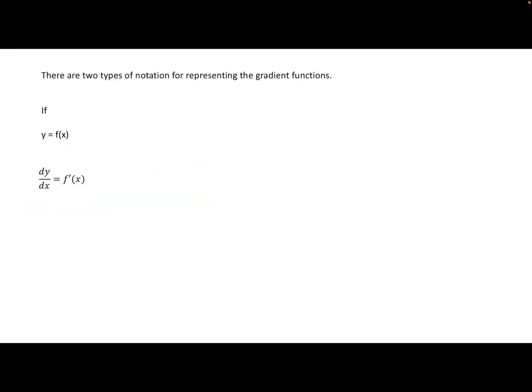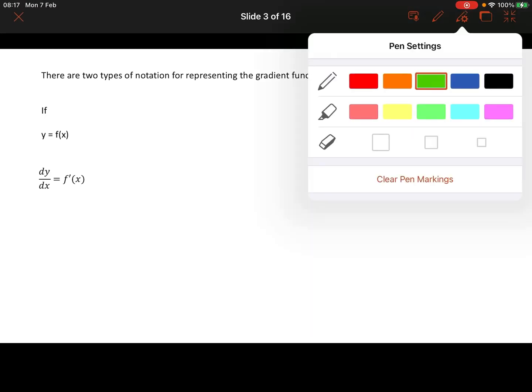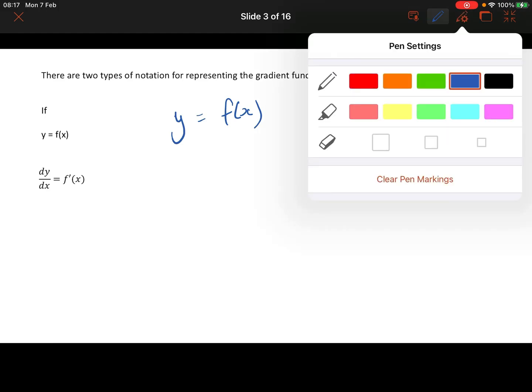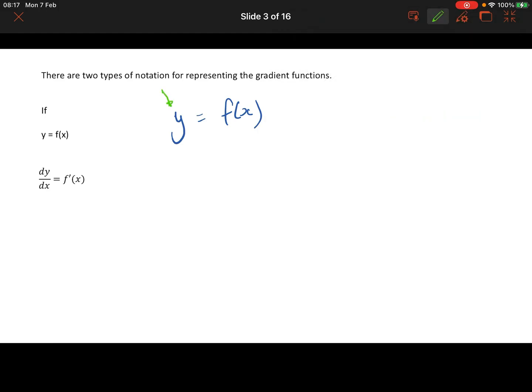So, bit of notation here for you. There are two ways of representing a gradient function with a notation. So a general function obviously is y equals f of x. So you can represent a function here. This is what we call Newtonian notation. Okay, and this is what we call Leibniz notation. Okay, basically named after the two mathematicians that sort of did it this way.